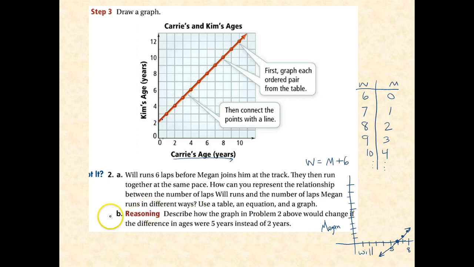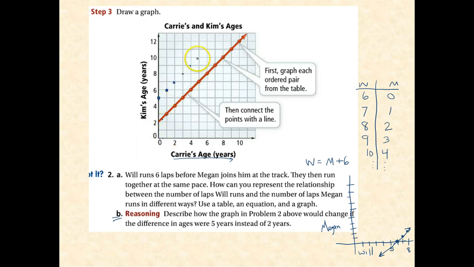And then B. Describe how the graph in problem 2 would change if the difference in ages were 5 years instead of 2 years. Well, when Carrie was 0, Kim would have been 5. When Carrie was 1, Kim would have been 6. When Carrie was 2, Kim would have been 7.